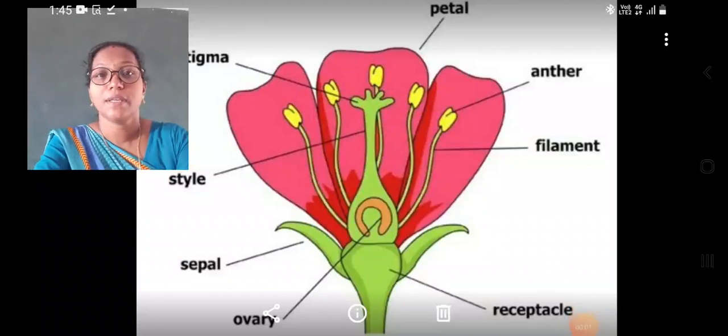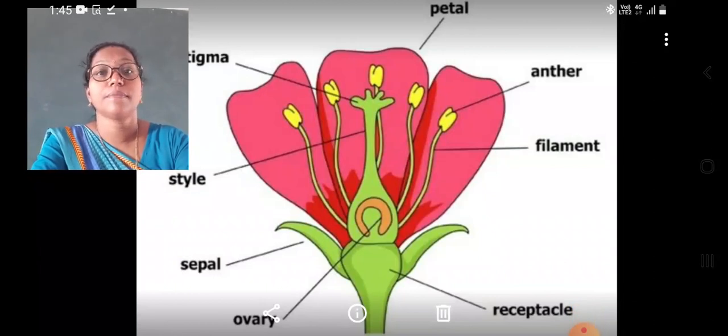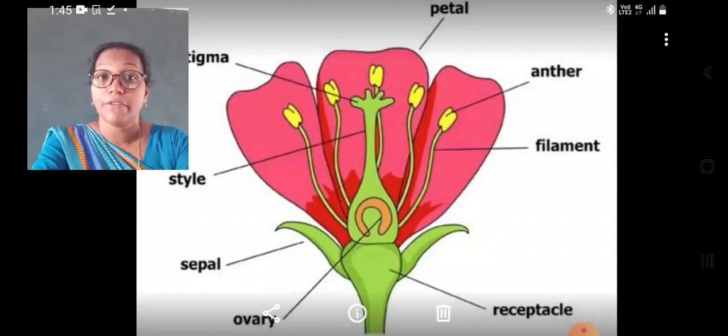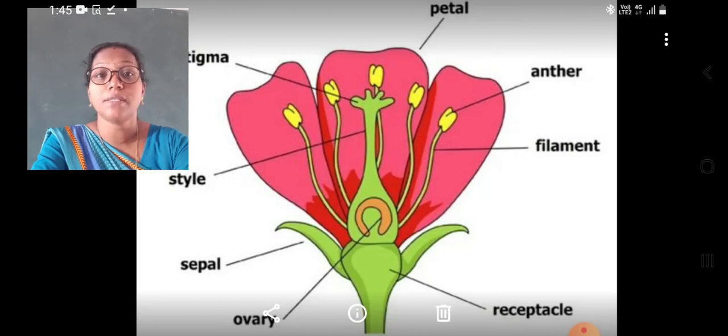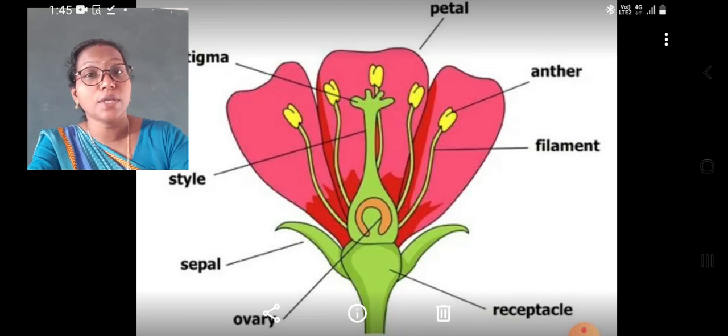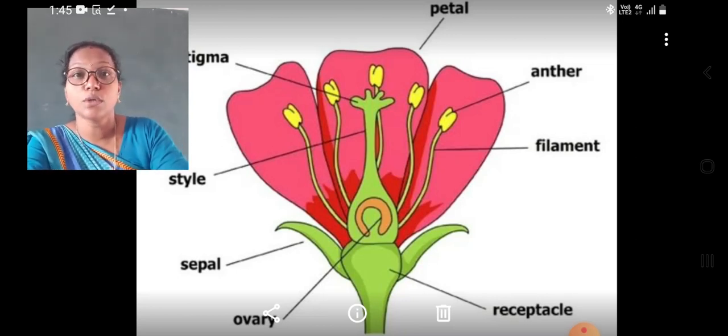Dear students, in this video we are going to learn the different parts of a flower. The flower has four main parts. They are the sepals, petals, stamens and carpel. The flower is attached to the stem by a stalk called pedicel.